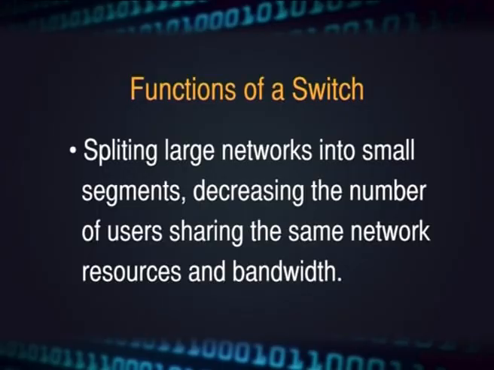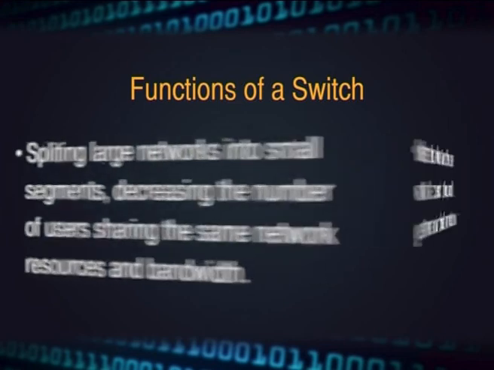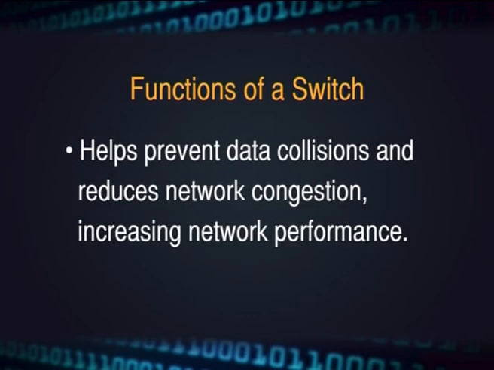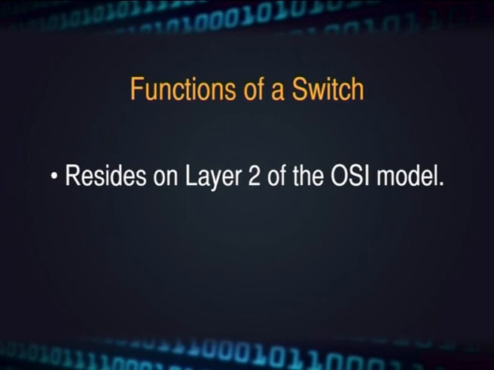Finally, the functions of a switch are splitting large networks into small segments, decreasing the number of users sharing the same network resources and bandwidth. Understanding when two devices want to talk to each other and giving them a switched connection, thus helping prevent data collision and reducing network congestion, increasing network performance. And last, residing on layer 2 of the OSI model.